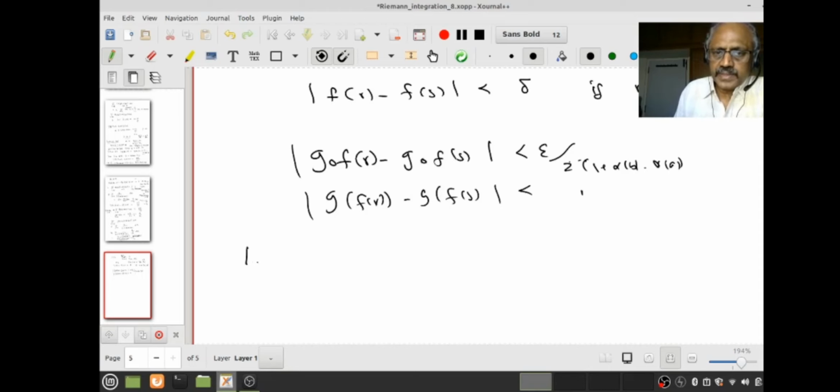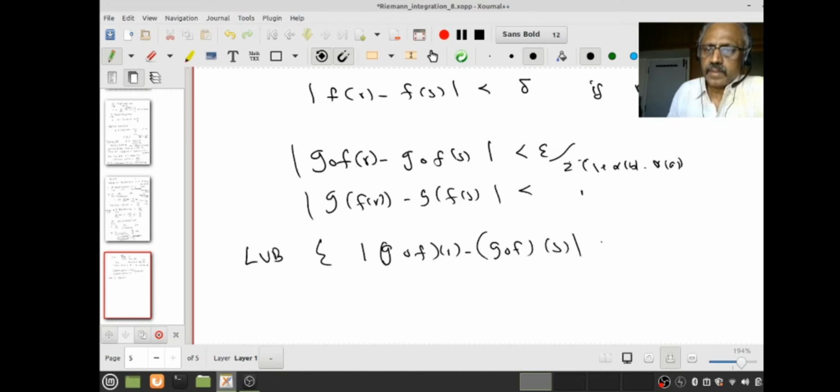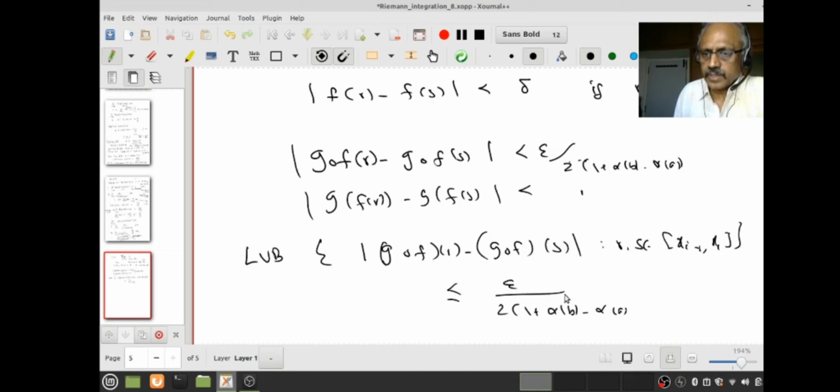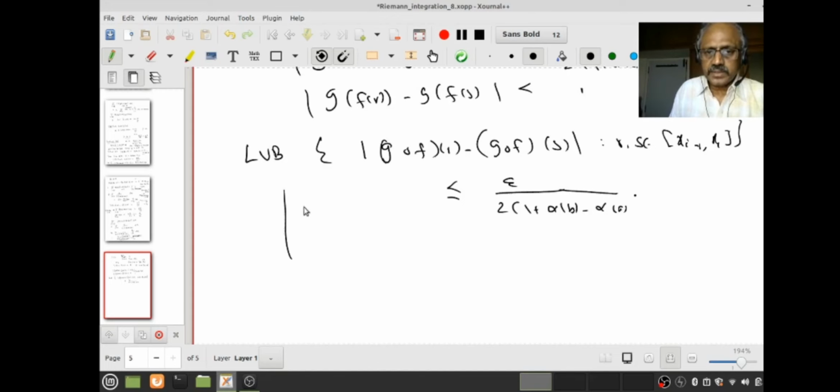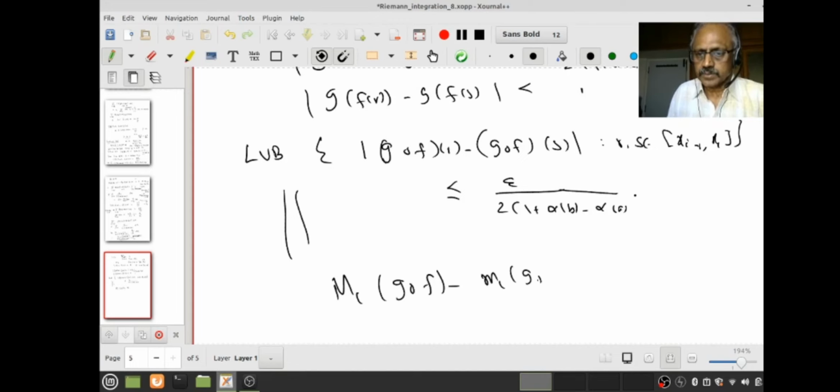So in particular, if I take the LUB of |g∘f(R) - g∘f(S)| as R and S vary over [X_{i-1}, X_i], this is less than or equal to epsilon by 2 into (1 + alpha(B) - alpha(A)). Do you agree with that? But what I want to claim is this number is nothing other than M_i of g∘f minus small m_i of g∘f. This is what I want to claim.